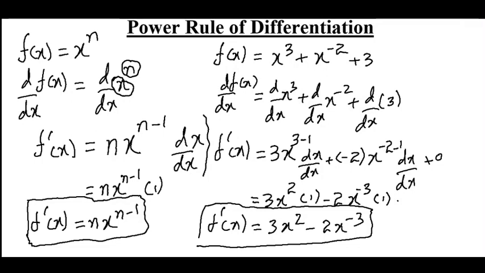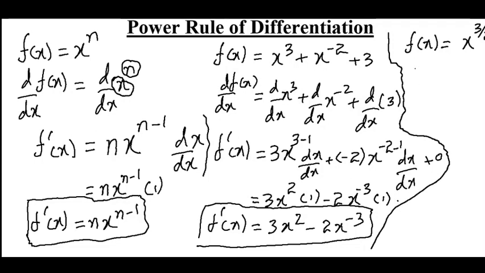Now I will consider another example. For example, we have f of x is equal to x power 3 over 2. We can differentiate it by using this rule as f prime of x is equal to d over dx of x power 3 over 2.